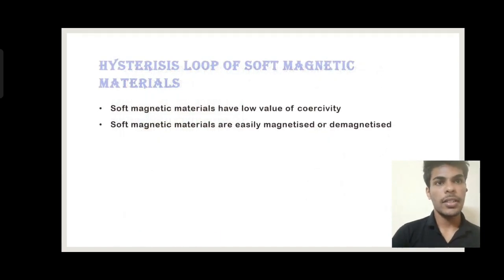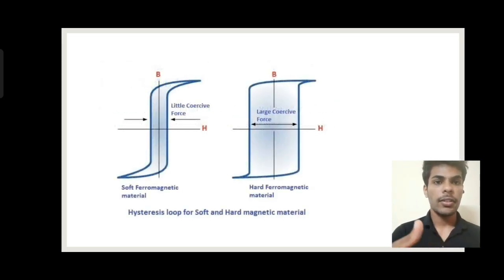Now let us talk about the hysteresis loop of soft magnetic materials. The points to note here are that soft magnetic materials have a low value of coercivity, and they are easy to magnetize or demagnetize. The given hysteresis loops are of soft magnetic material and hard magnetic materials. In soft magnetic materials, we can see that a small increase in external magnetic field leads to easy magnetization. To demagnetize the soft magnetic material, only a small amount of reverse magnetic field is required, which is also known as the coercive force.